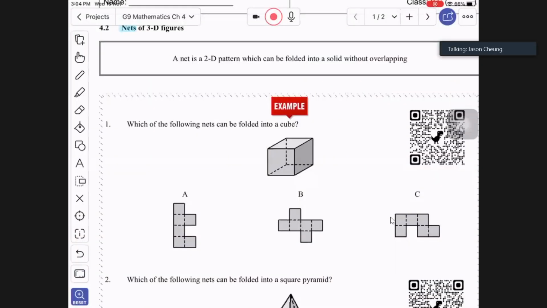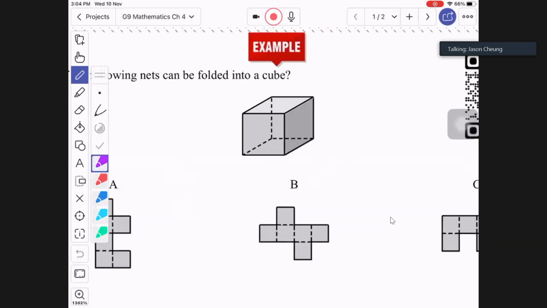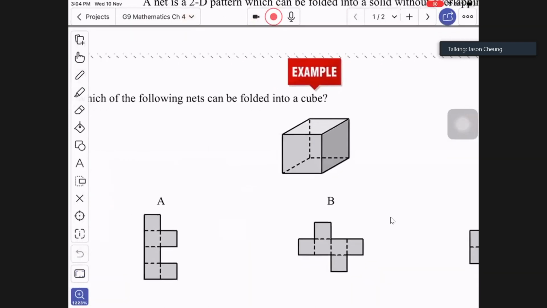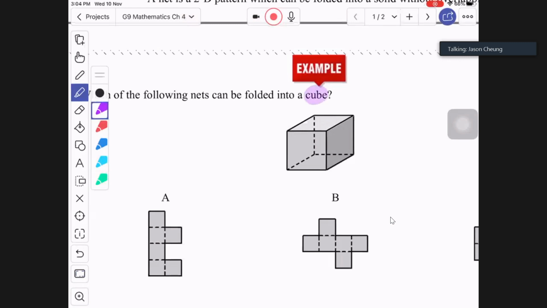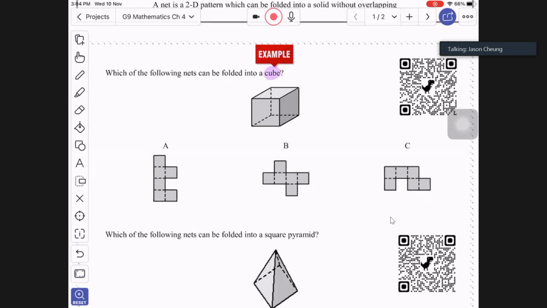Okay, let me go back to here. All right, so first of all, as I mentioned just now, this is a cube, right? So here we can see the word cube. And then, can you determine which net can be folded into a cube? All right, so here, A, B, and C. You may try to think.